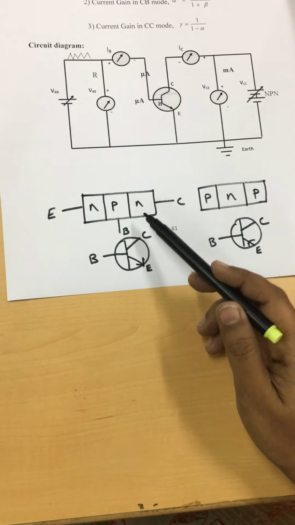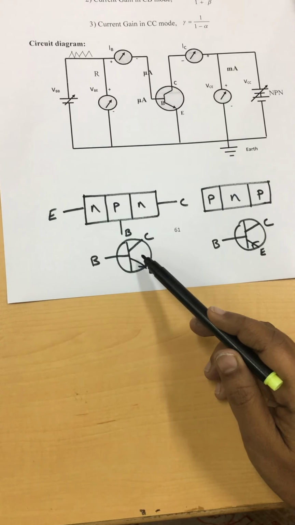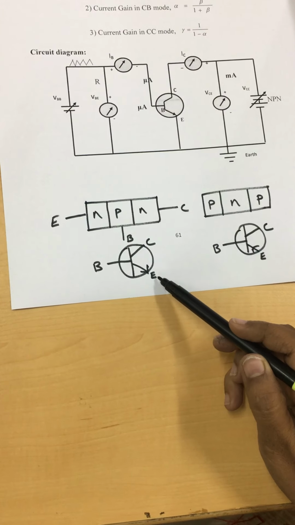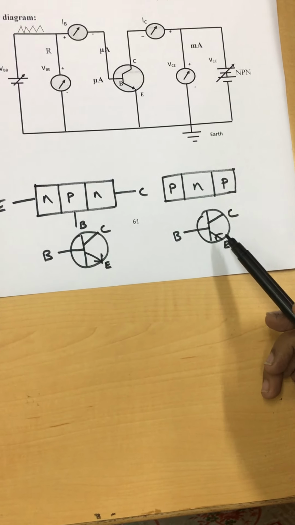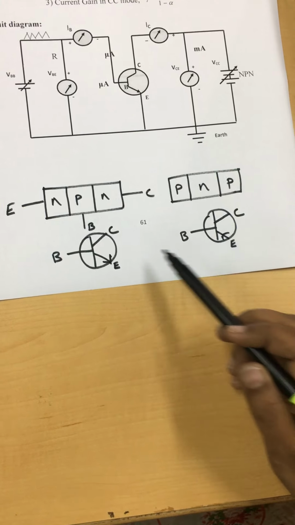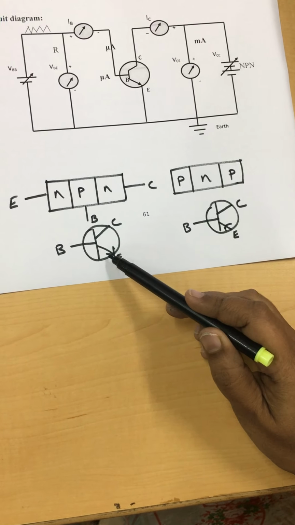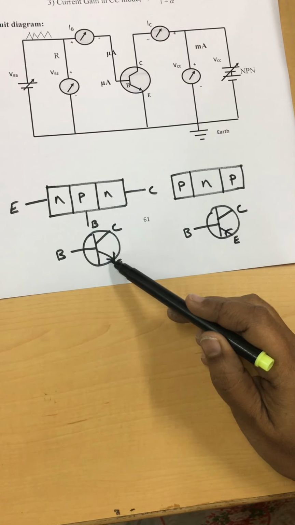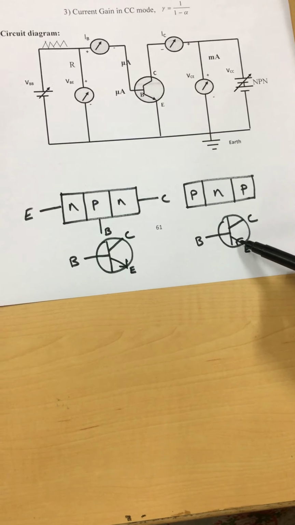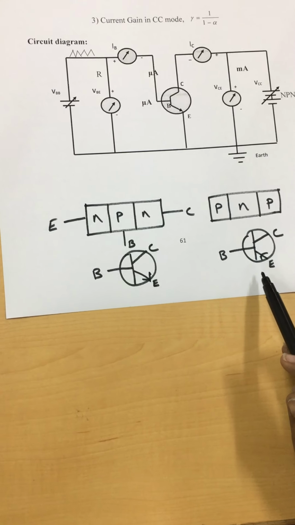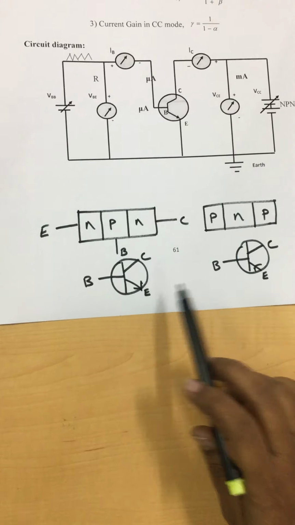Usually we represent the NPN transistor like this, with base, then collector, emitter. The representation is the same for both, but only the arrow mark differs. You can observe here in the case of an NPN transistor, I have marked the arrow towards the emitter, and it is in this direction. This arrow mark represents the direction of the current in the emitter.